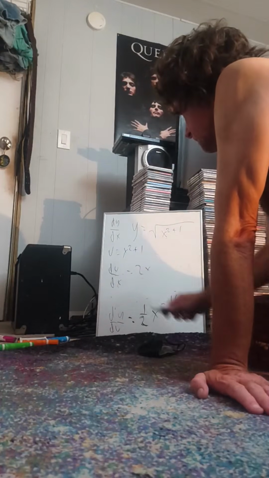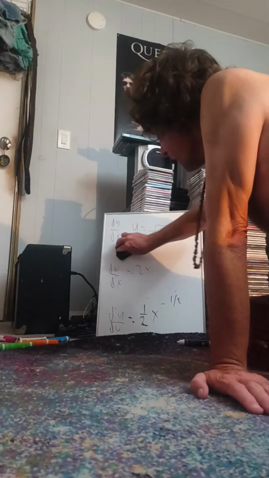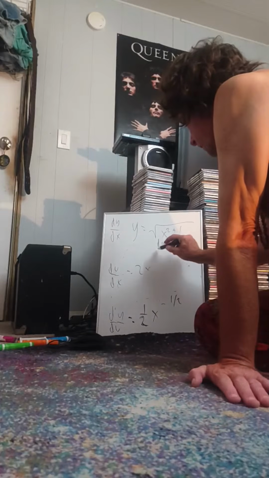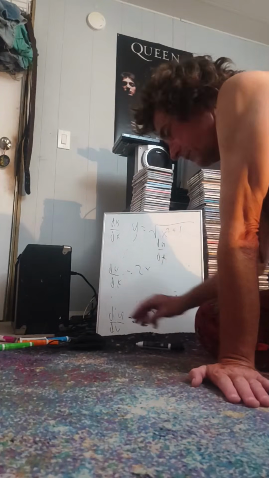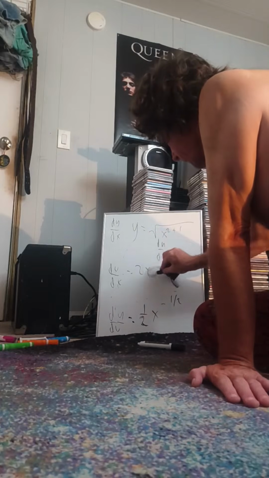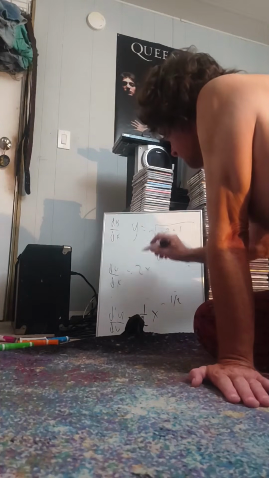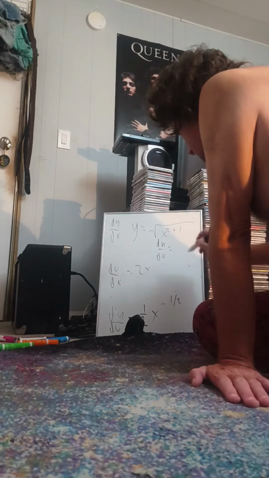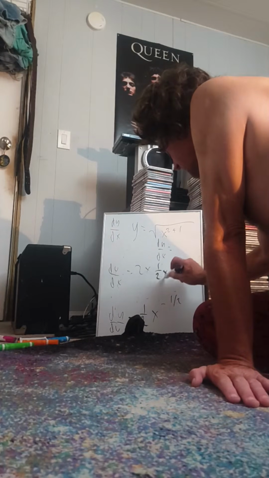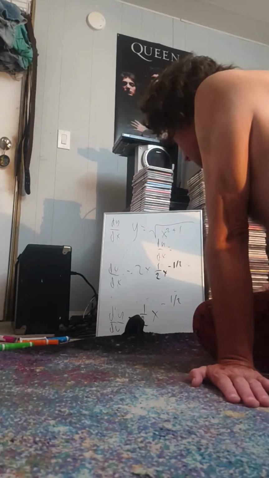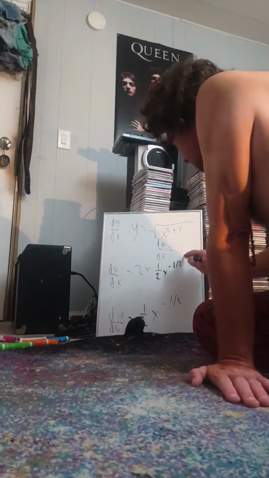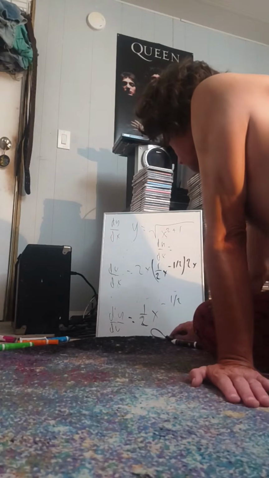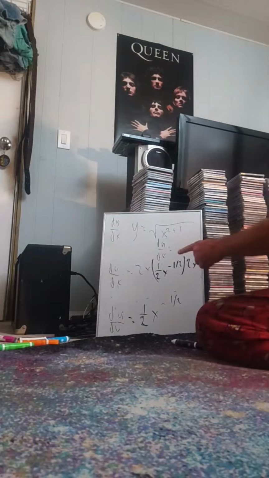All right, so we already did this. So now we have dy/dx equals dy/du times du/dx. Looks good to me. That's equal to 1/2 x to the minus 1/2, that's dy/du, times 2x. Yeah, dy/dx equals that.